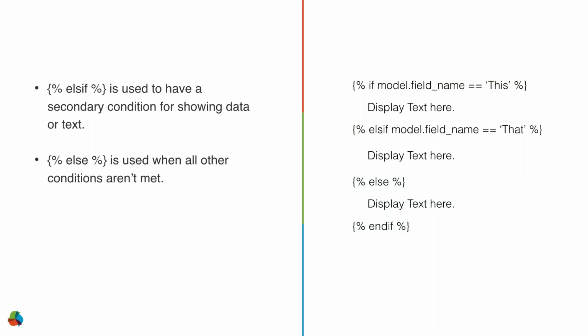The most common use for this type of statement is the amount requested versus amount recommended. If amount recommended is filled in, show it. If not, show the amount requested.